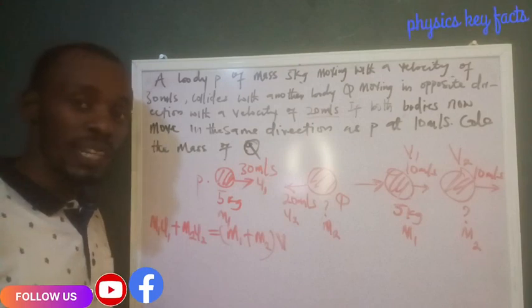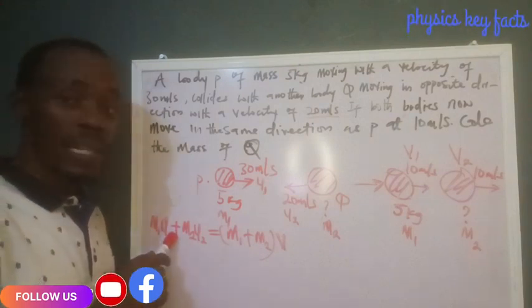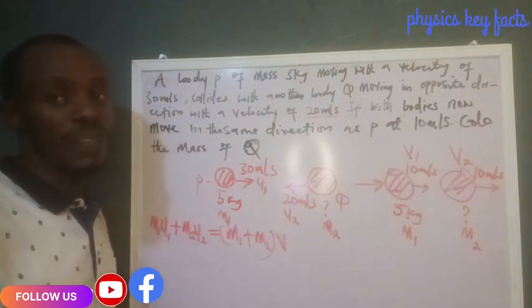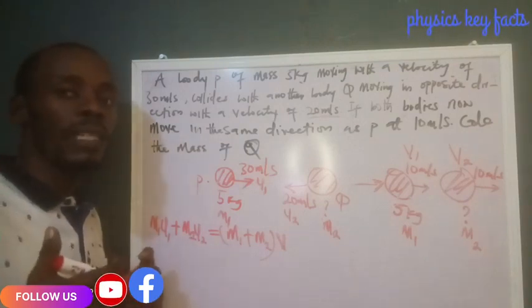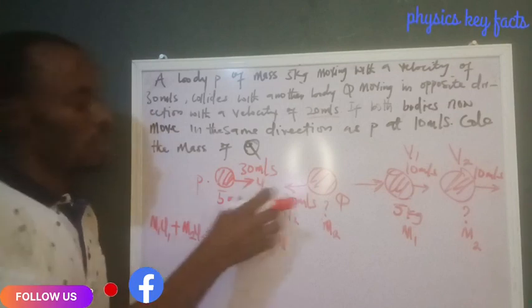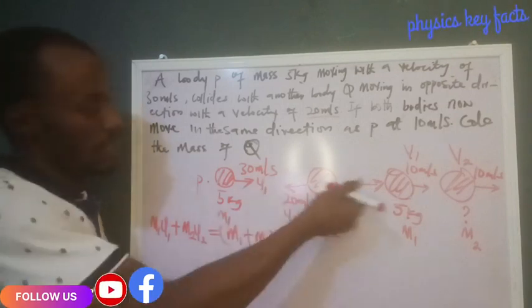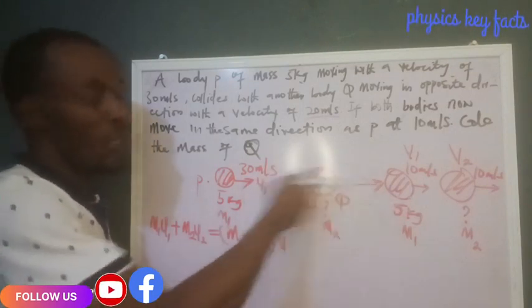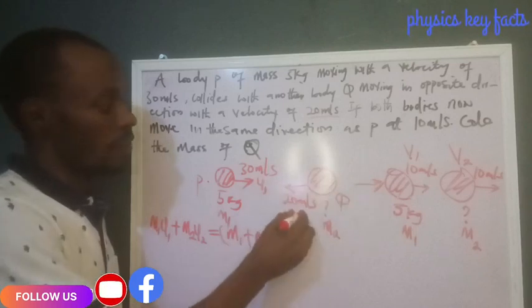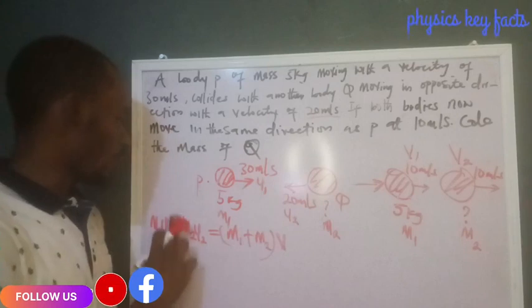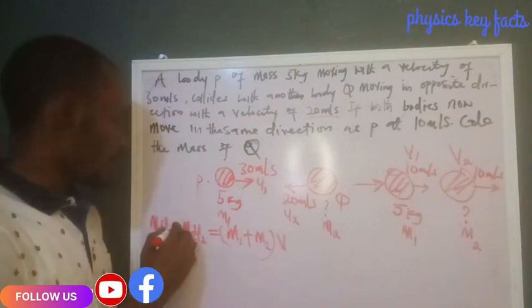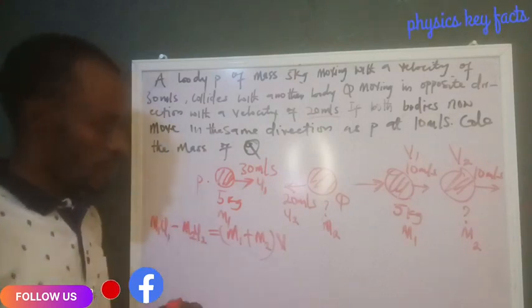But we stated in our last class that this sign can change. That is, if the colliding bodies are colliding in opposite direction, just as in this case. This guy is coming like this, Q is coming like this. So it means that the velocity with which Q is coming is going to have a negative sign. So we'll have a negative sign here.